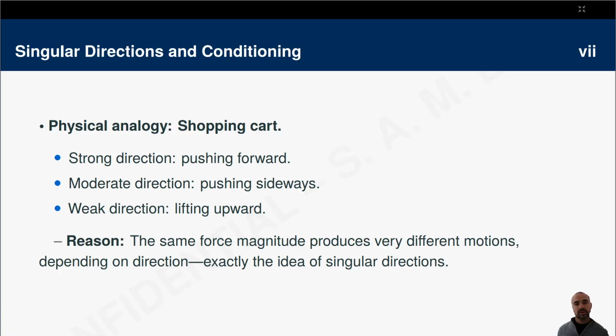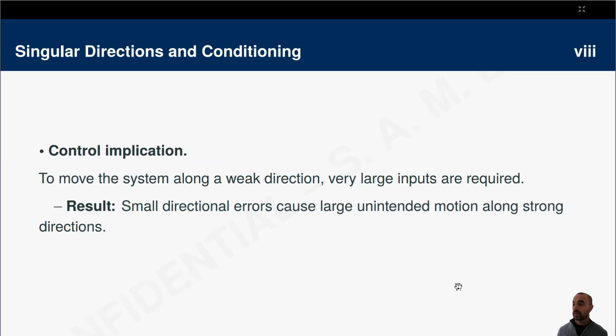So you may apply the same input with the same energy, say 1 0 0, 0 1 0 and 0 0 1, same unit energy, but you get wildly different motions. The same force magnitude produces very different motions depending on direction, and that's exactly the same idea of singular directions. To move the system along a weak direction, very large inputs are required.